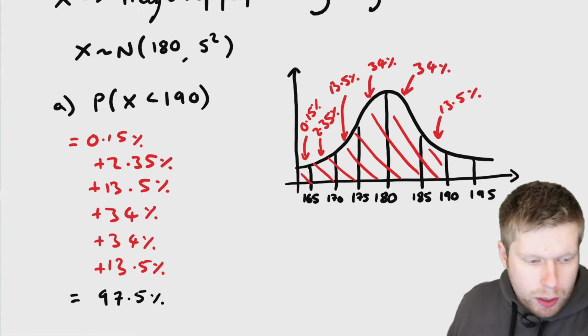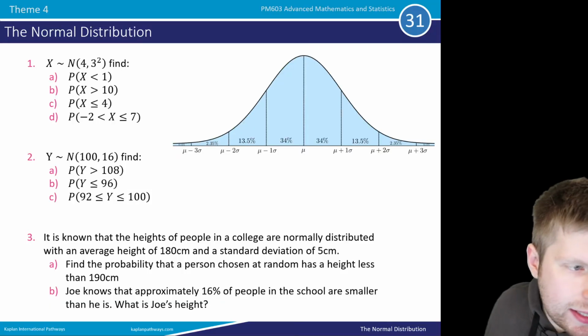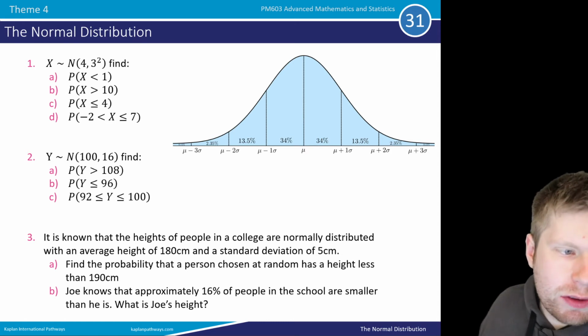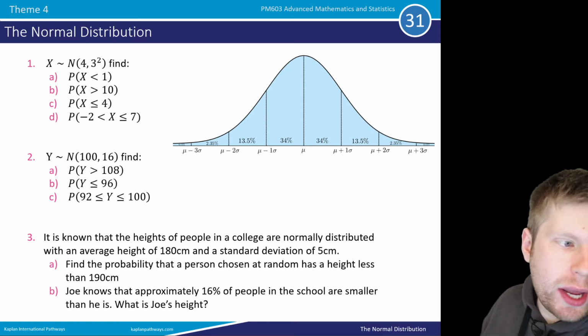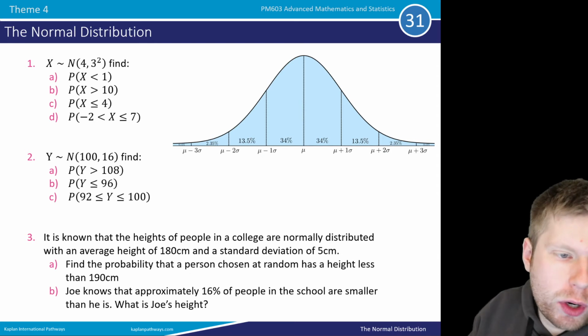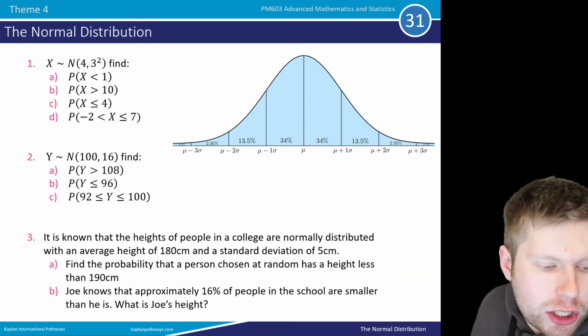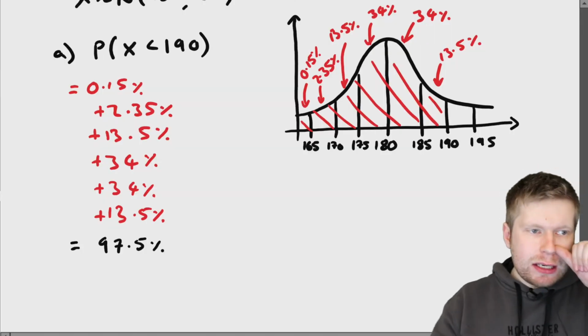Okay, now let's have a look at part B. Part B says, Joe knows that approximately 16% of people in the school are smaller than what he is. So they must be smaller than what he is, so it's less than, okay? What is Joe's height? I'm basically looking at this curve.